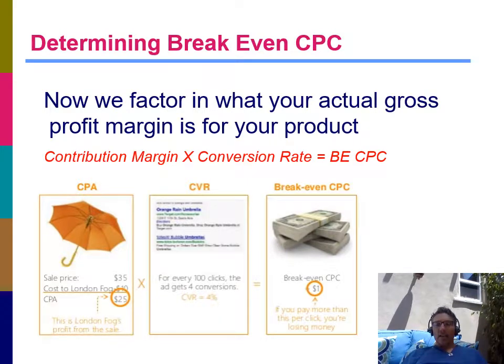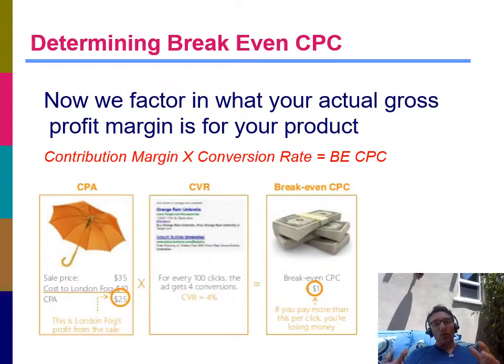It tells us that if we're London Fog, we don't want to be spending above $1 on a cost per click basis, or we're going to go into the negative territory with our sales. So break-even cost per click is a wonderful tool. Again, you can take your sales price of your product, take 50% of that, and use that as a rough measure for your gross margin, which can also work as your contribution margin. And then you just need your conversion rate, and that'll give you your break-even cost per click.